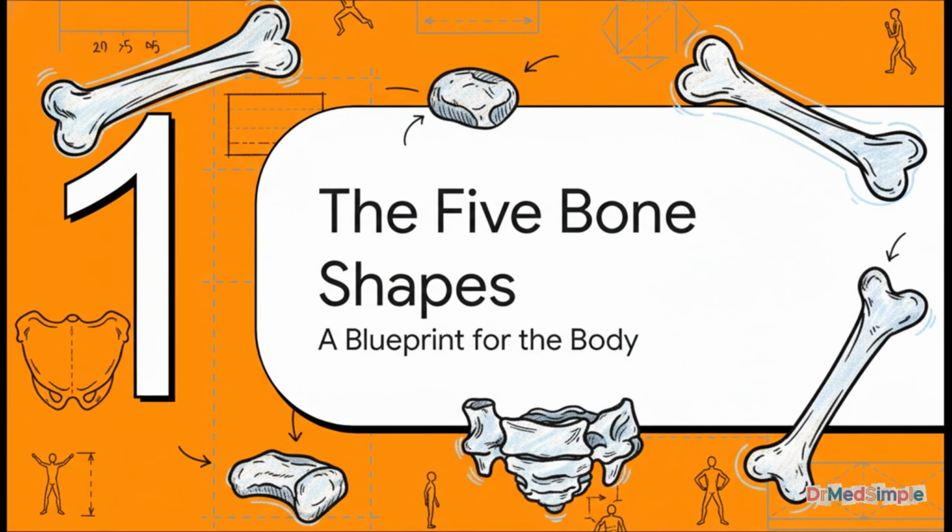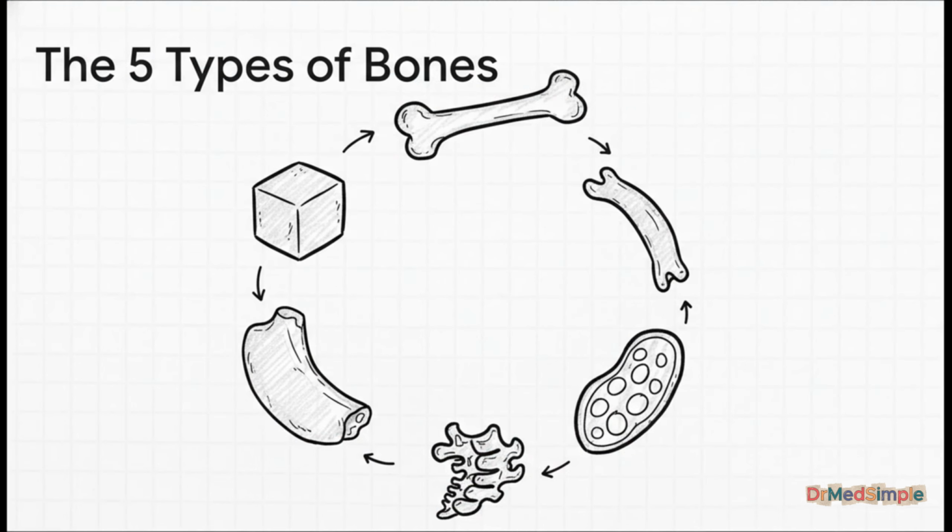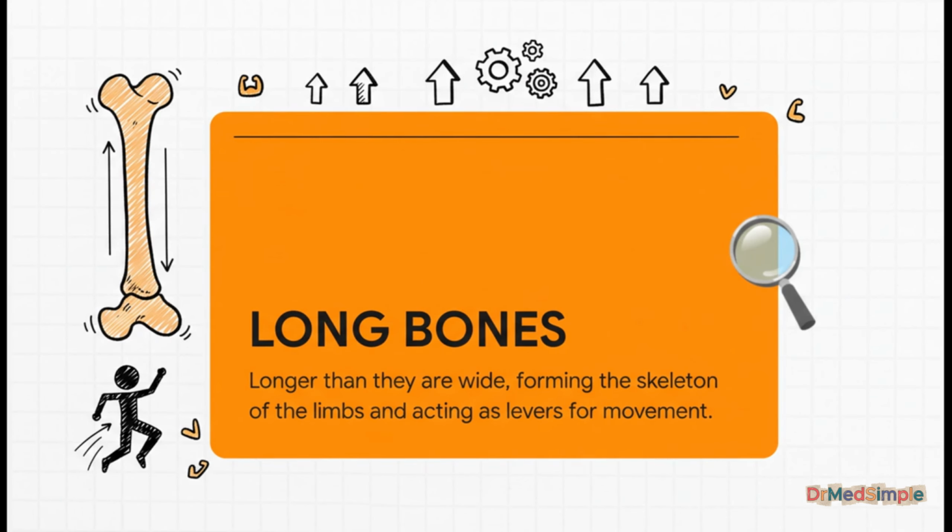You can almost think of this as the master blueprint for your body's entire framework. Each shape tells its own story about its specific role in how we move, how we protect ourselves, and how we stay supported. So here they are. You've got long bones, short bones, flat bones, irregular bones, and then a special, lesser-known type called pneumatic bones. Now, over the next few slides, we're going to break down exactly what each of these does. Ready to dive in? First up, we have the long bones.